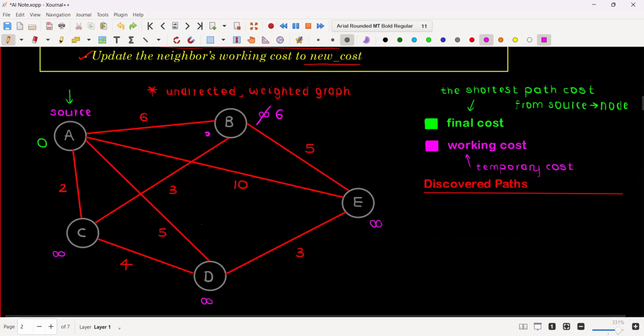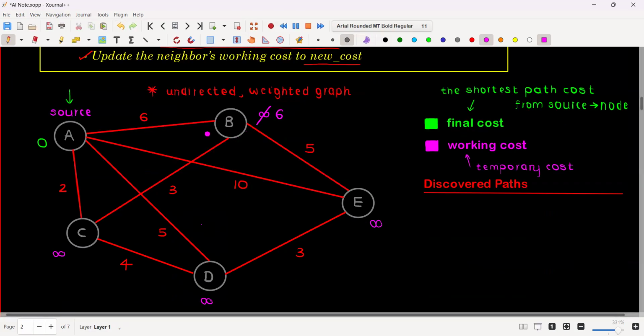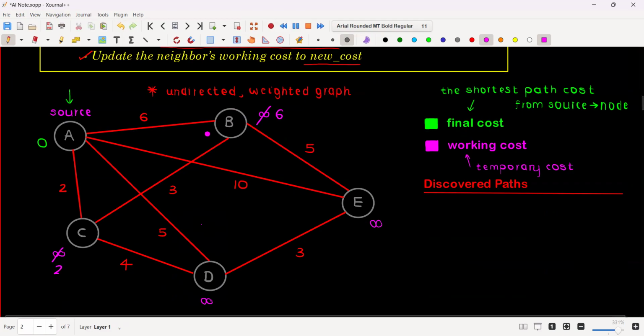So we've just finished looking at A's neighbor B. Now it's time to take a look at neighbor C. The path cost to neighbor C is 0 plus 2, which will be 2, which can definitely replace infinity because 2 is less than infinity.